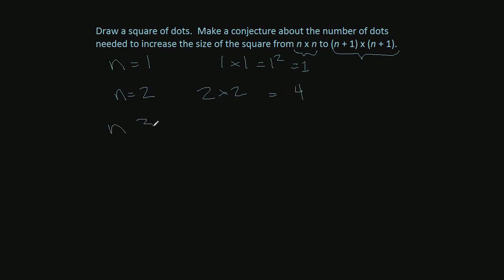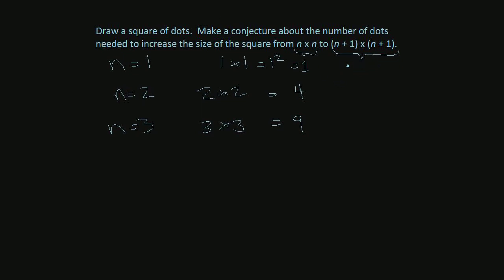Now if n were to equal 3, because here n equals 2, and we added 1, so now we're at 3. That's going to be 3 by 3. That equals 9. And this is the amount of dots needed. So for a 1 by 1 square, we can only have 1 dot, because from this angle there's one dot, from this there's one dot, if we draw our square like that.